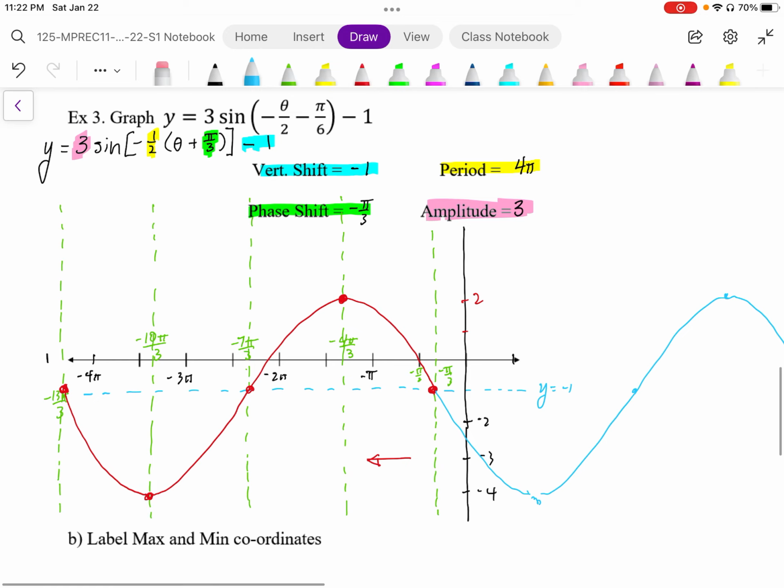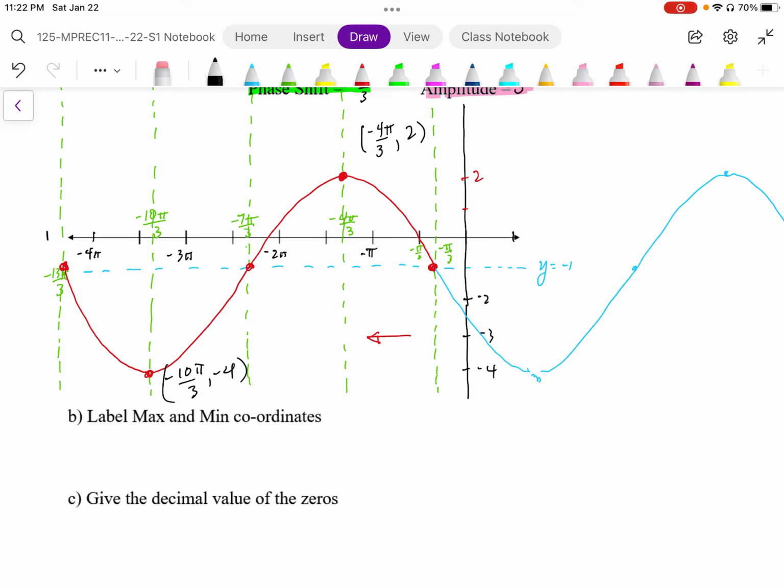I do need to write in the coordinates of the min and max, so negative pi over 3 and 2, and negative 10 pi over 3 and negative 4. That represents my min and max points.